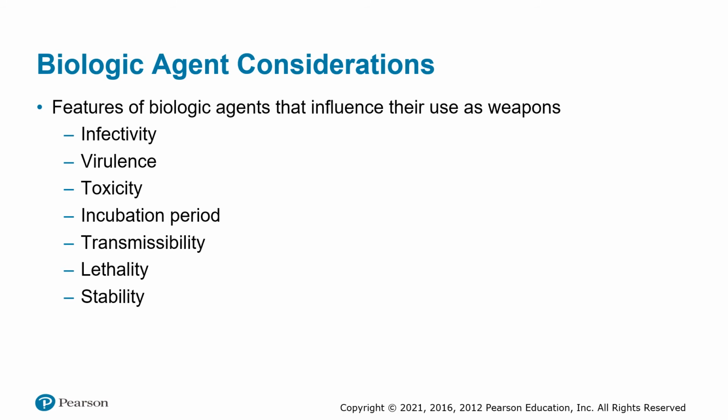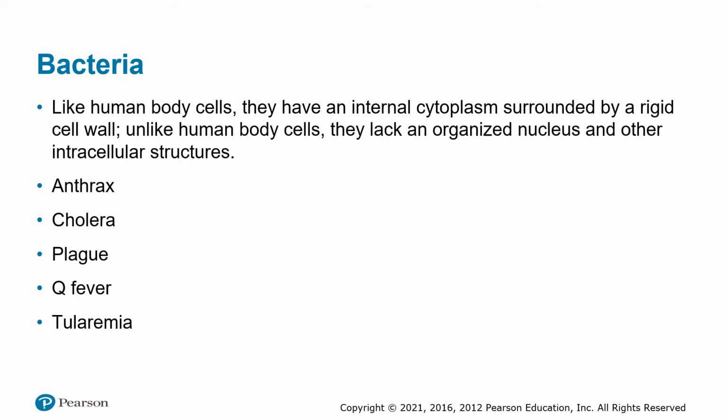Features of biologic agents that influence their use as weapons: their infectivity rates, their virulence rates, their toxicity rates, the incubation period, the transmissibility, the lethality, and the stability of them as well. Like human body cells, bacteria have an internal cytoplasm surrounded by a rigid cell wall. Unlike human body cells, they lack the organized nucleus and other intracellular structures. Examples would be anthrax, cholera, plague, Q fever, and tularemia.